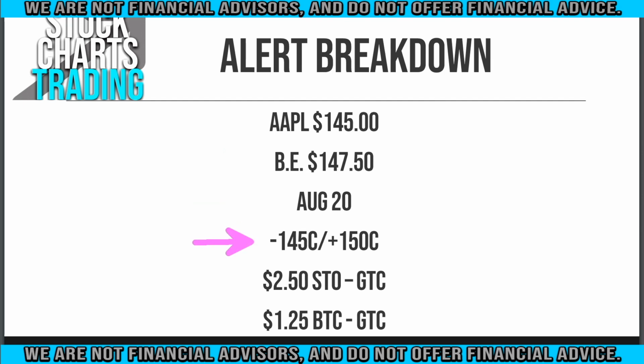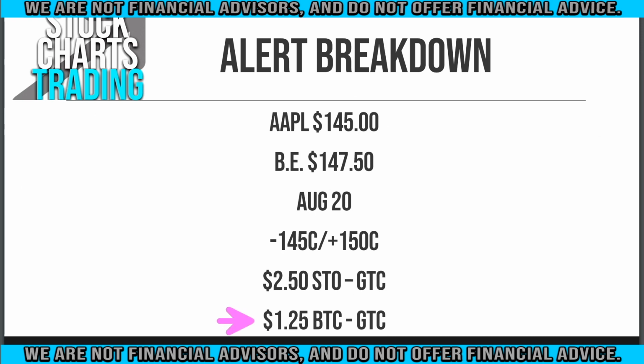Then we'll show you which calls we're selling, the 145. C stands for call. Minus stands for selling this portion of the call spread. Then, for protection, we're going to buy the plus sign, the 150 call strike price, and C for calls. STO stands for sell to open. We're going to put it in as a limit order for $2.50. And on that limit order, it's good till cancel, GTC.